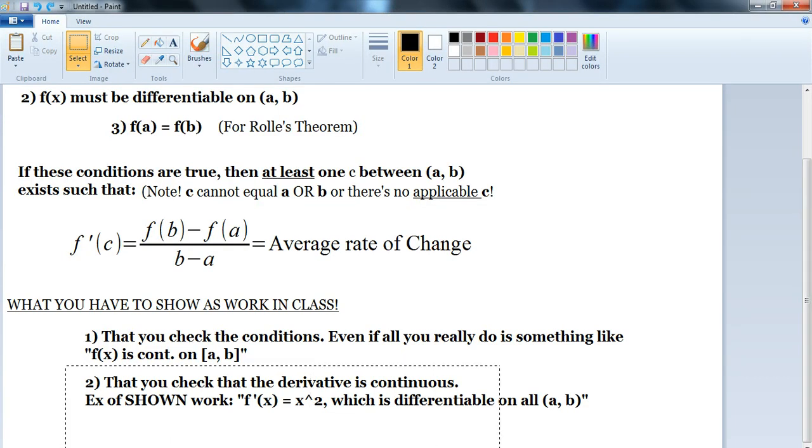And two, we had to show that the derivative is continuous. So an example of this is if I realize that f prime of x is equal to x squared, it's therefore differentiable on all (a, b) exclusive, and therefore it's always continuous, and therefore it's continuous on the interval I'm interested in. So having shown these things, that's really all I have to do for work in the class that I participated in.